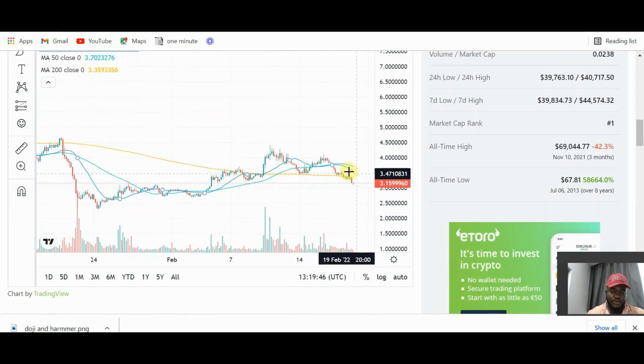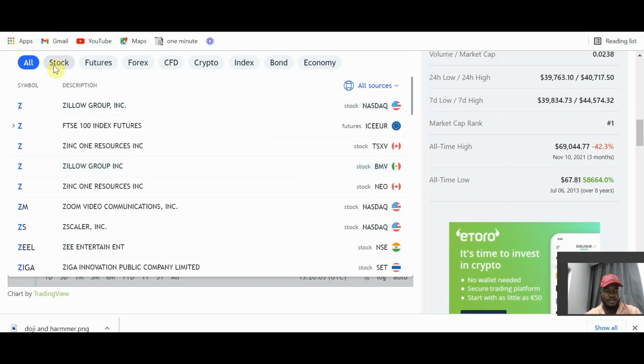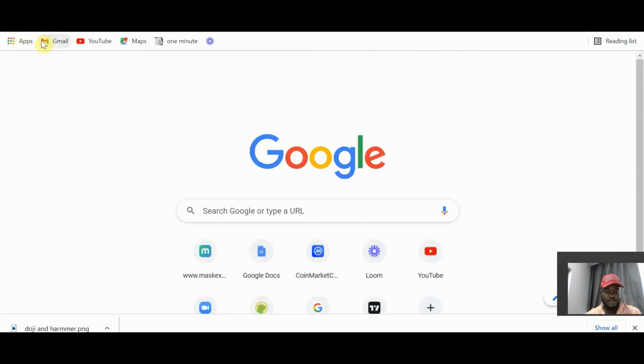See, when you see the moving averages, more especially the three moving averages going in the same direction, it shows you that they are in full support of that trend, and that trend is a strong trend. So you don't play with that.